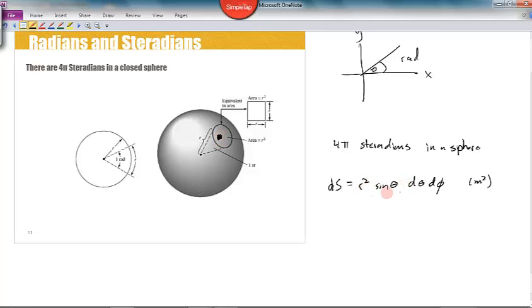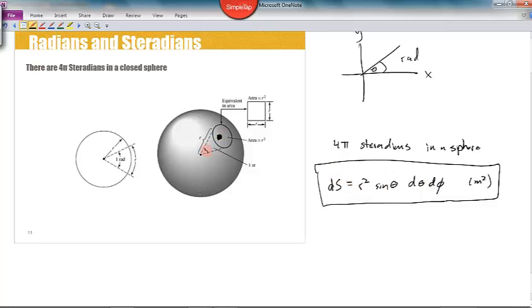So this is the formula for a small little differential surface element on the surface of a sphere. Don't worry if you don't understand where these come from. It's actually a pretty complex mathematical proof to show that. And unfortunately, I'm not a big fan of this method most times, but I'm just going to ask you to memorize this. This is the differential surface element on a sphere.